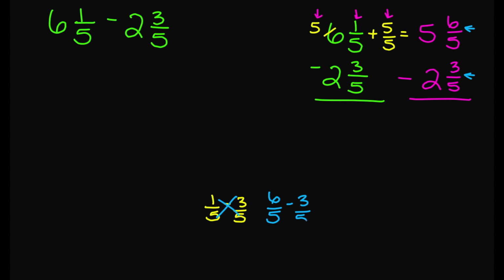My denominators are the same, so I could just go ahead and subtract my numerators. So 6 minus 3 is going to be 3, and that's going to be over 5. So your fraction here is 3/5. And then when you subtract your whole numbers, 5 minus 2, this is going to equal 3. So your answer here is 3 3/5.